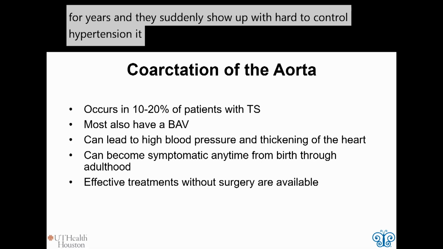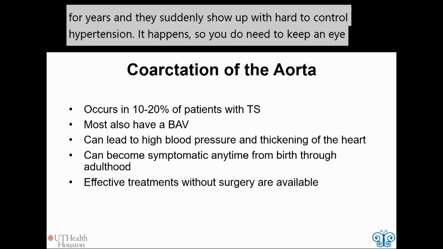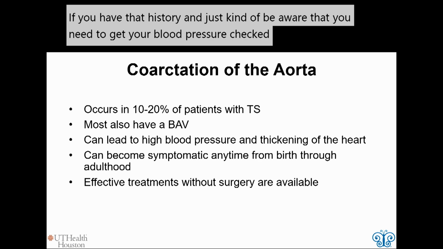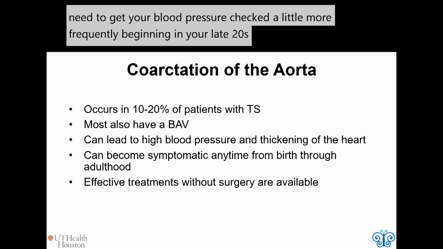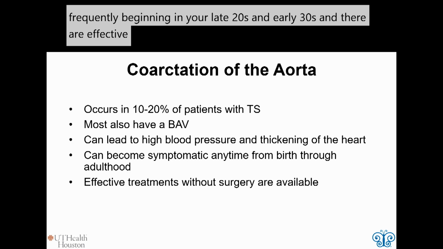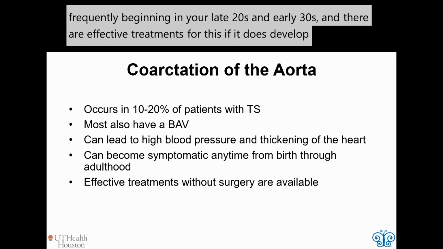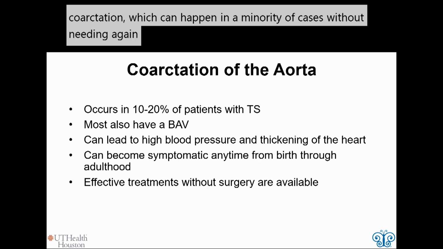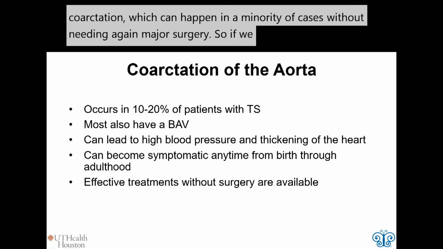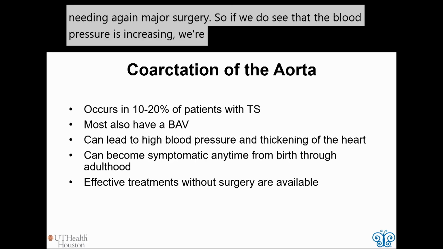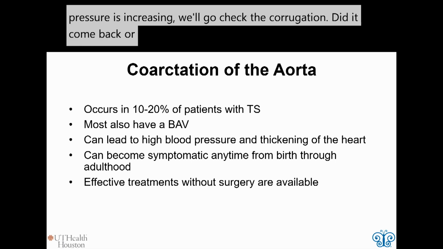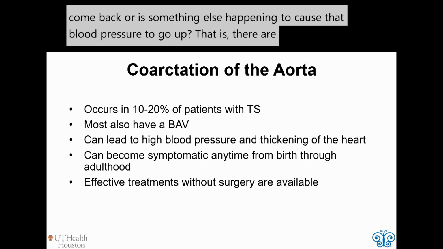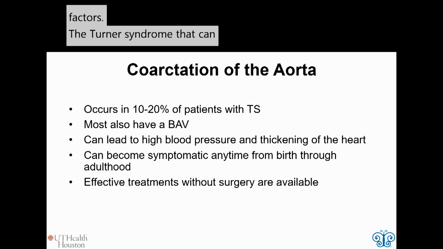It happens. So you do need to keep an eye on that if you have that history, and just be aware that you need to get your blood pressure checked a little more frequently beginning in your late 20s and early 30s. And there are effective treatments for this if it does develop a new coarctation, which can happen in a minority of cases, without needing, again, major surgery. So if we do see that the blood pressure is increasing, we'll go check the coarctation. Did it come back? Or is something else happening to cause that blood pressure to go up? There are many different factors in Turner syndrome that can interact to make it worse.